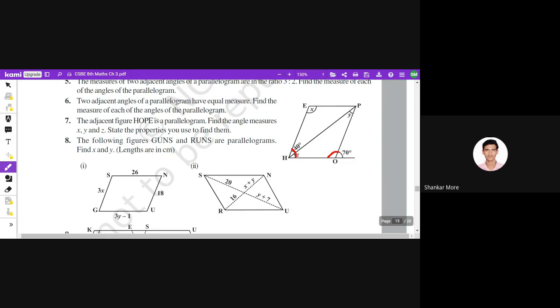So that person has left, I guess. Yeah. So the adjacent figure HOPE is a parallelogram. Find the measures of angles x, y, z.